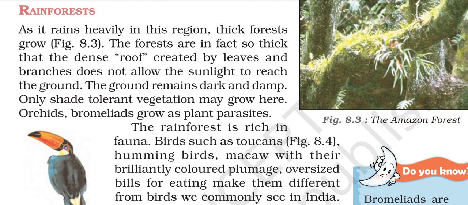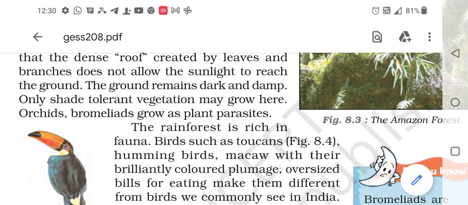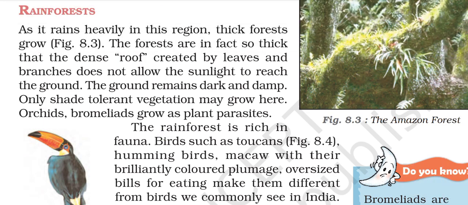The dense forest and branches do not allow the sunlight to reach the ground. It means the forests here are dark forests, because sunlight is not able to enter the forest because of the cover of the branches and the leaves. The ground remains dark and damp. Rainfall is there, but still the sunlight is not reaching the ground, and that's why the area remains dark and damp.